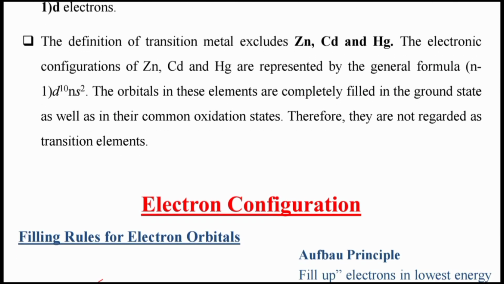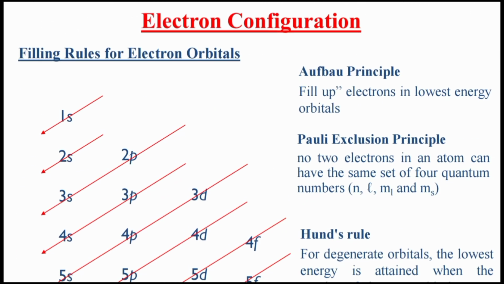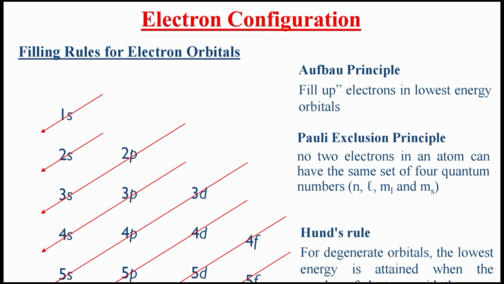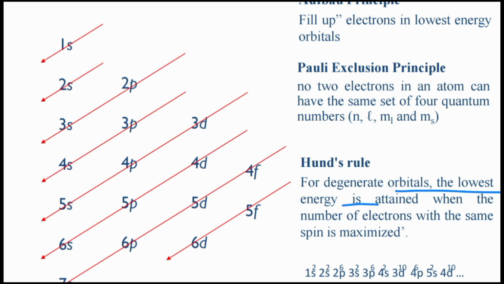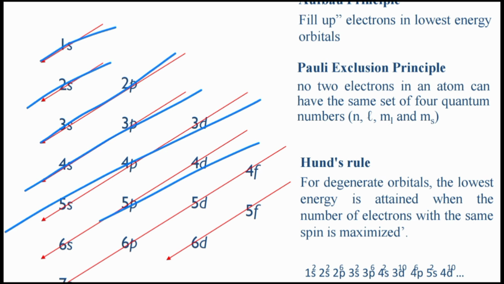Electronic configurations. We studied these principles in our previous lectures. Aufbau principle: fill electrons into the lowest energy orbitals first. Pauli's exclusion principle: no two electrons in an atom can have the same set of four quantum numbers. Hund's rule for degenerate orbitals: the lowest energy is attained when the number of electrons with the same spin is maximized. This is the order of filling of electrons: 1s, 2s, 2p, 3s, 3p, 4s. This is the order.